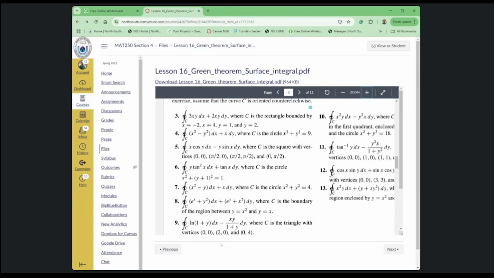Okay, those who could do it, good. Those who could not, everyone please have a look at this solution.